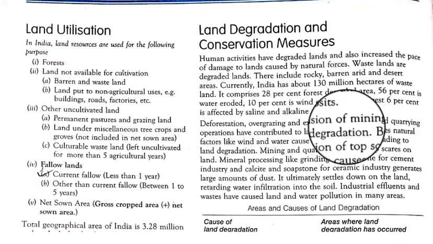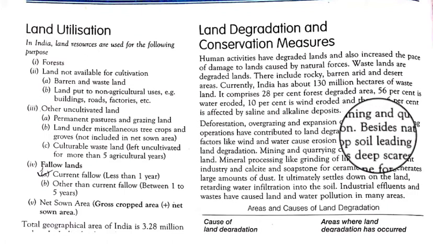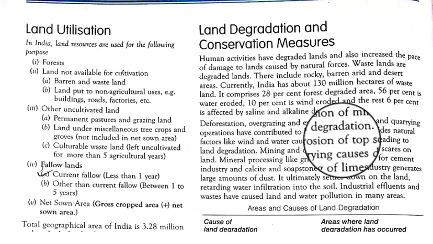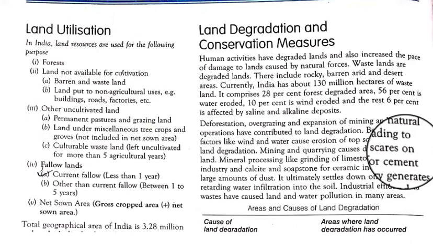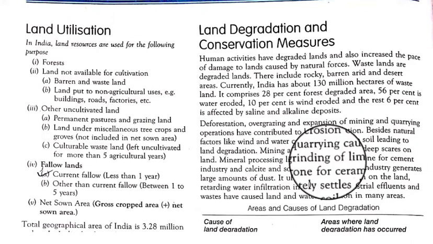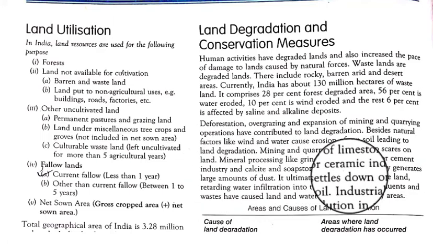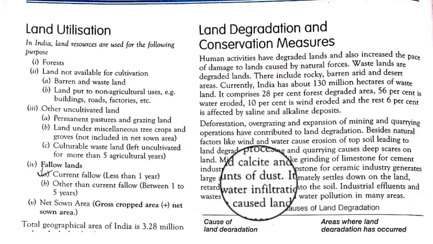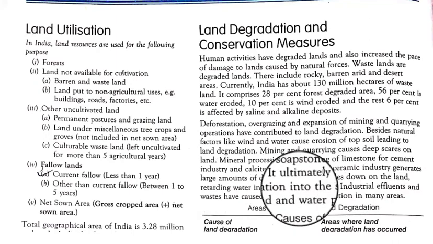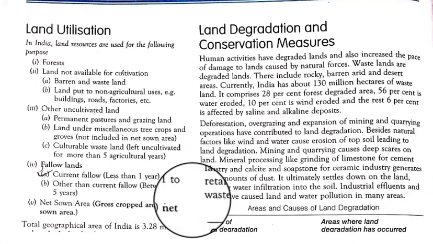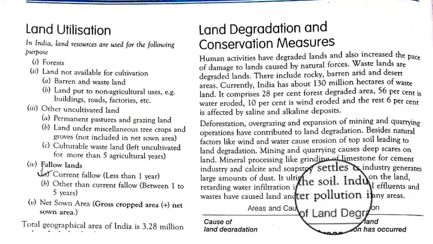Deforestation, overgrazing, and expansion of mining and quarrying operations have contributed to land degradation. Besides, natural factors like wind and water cause erosion of topsoil, leading to land degradation. Mining and quarrying cause deep scars on land, and mineral processing like grinding of limestone for the cement industry and calcite and soapstone for the ceramic industry generates a large amount of dust, which ultimately settles down on the land, retarding water filtration into the soil. Industrial effluents and waste have caused land and water pollution in many areas.